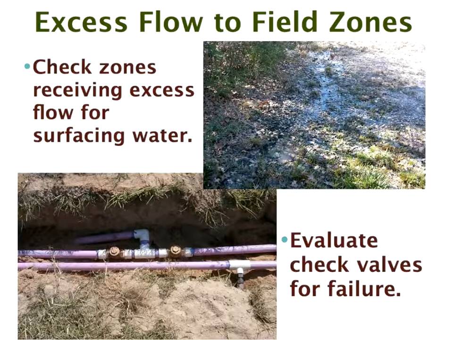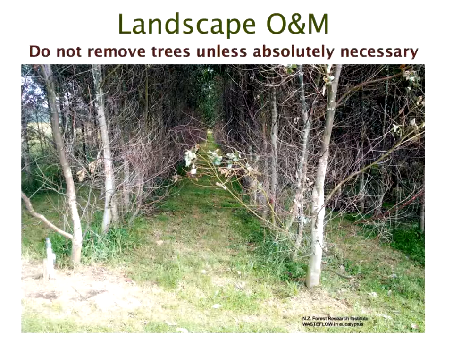Check valves sometimes don't work right. So if you have an excess flow, it might be because your check valve is being bypassed. They can fail. Either spring check or swing checks, both of them can fail, and often are, check valves in the supply system. So if you have excess flow and you can't see it in the field, check your check valves.